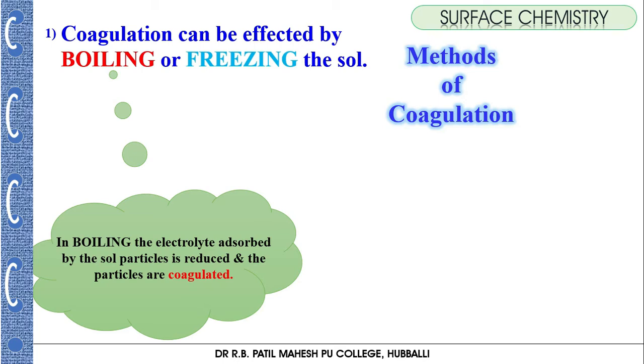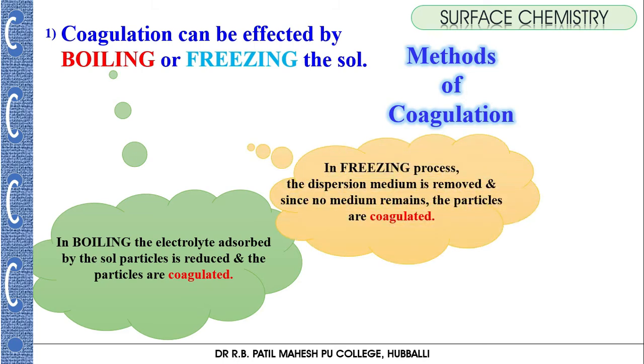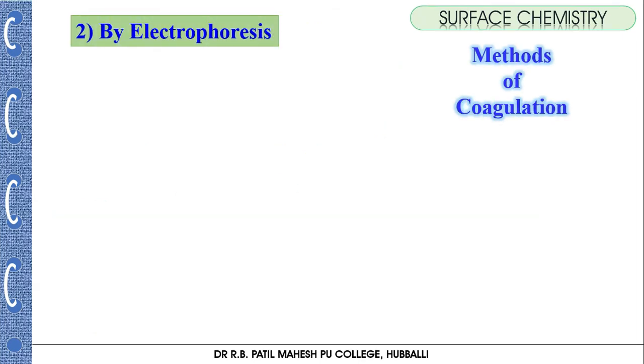During boiling, the charge present on the colloidal particles gets reduced. As a result, association and aggregation of these particles takes place, leading to the formation of coagulation. Similarly, during the freezing process, the dispersion medium is removed, and since no medium remains, the particles aggregate and thereby lead to the formation of coagulation or precipitation.